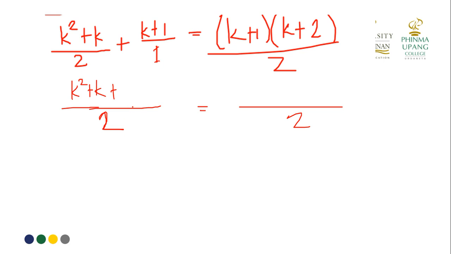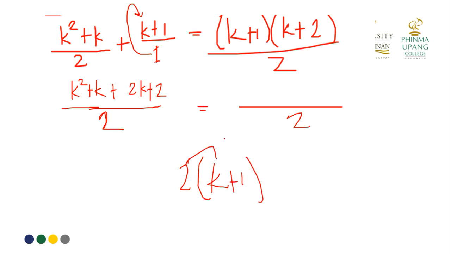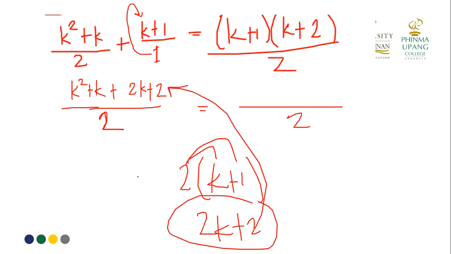What is 2 divided by 1? 2. Then 2 times k plus 1. Sige, tuloy na natin. What is 2 times k plus 1? 2k plus? 2 times 1. 2k plus 2. Distribute. Distributive property of equality. This is 2k plus 2. Gets?